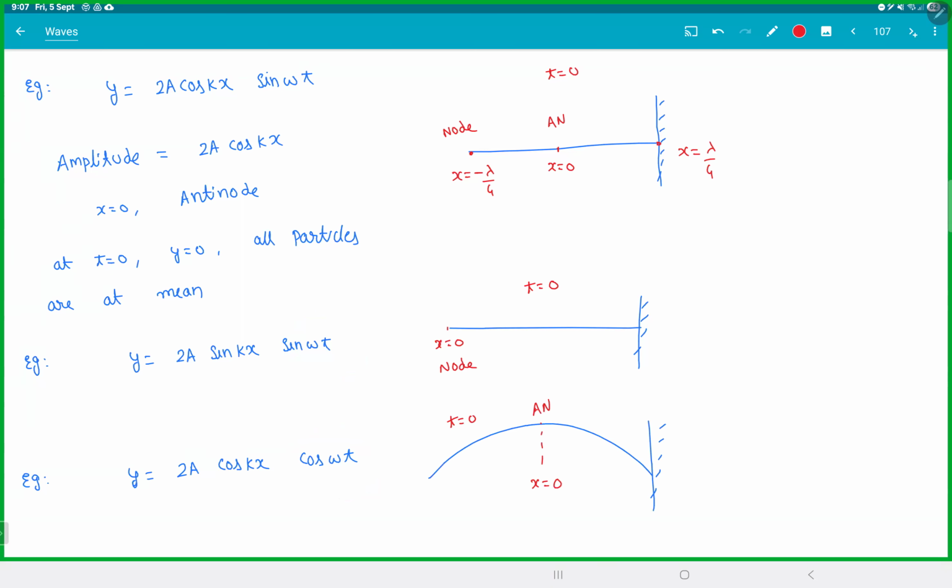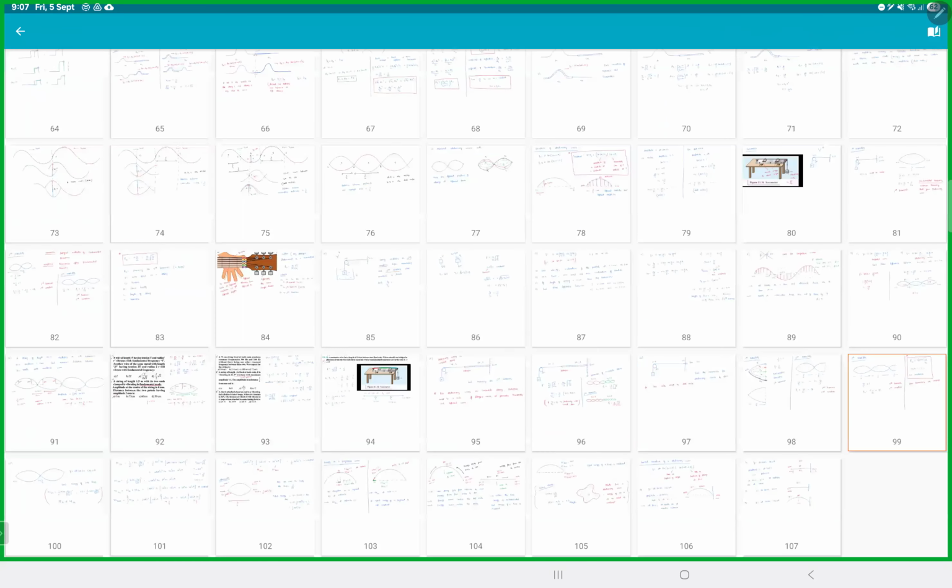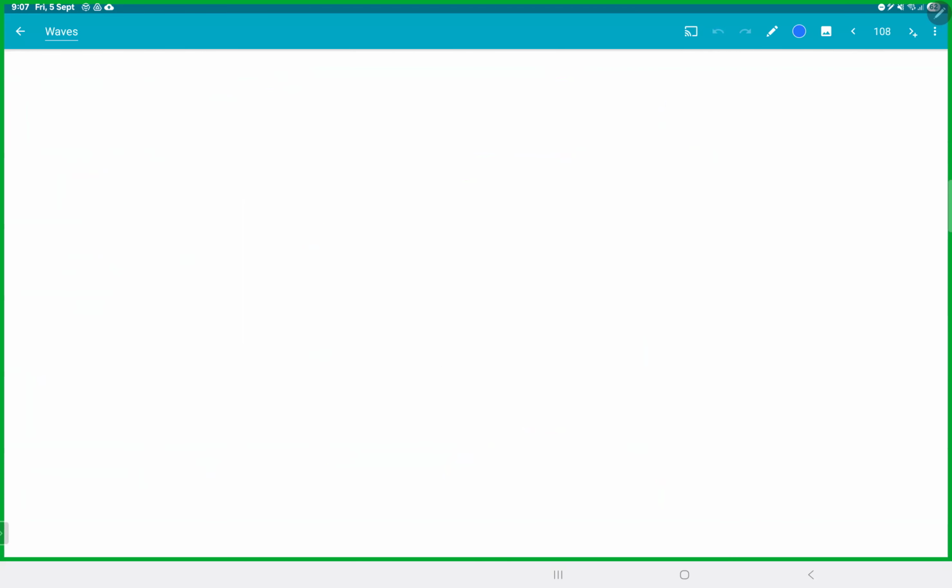All clear with this? So I can have any combination of sine and cos. So it's not like only that sine kx cos omega t is the thing. Clear with this? So let me give you one more. You try to draw for that. Now you won't be so lucky to get something so neat every time.